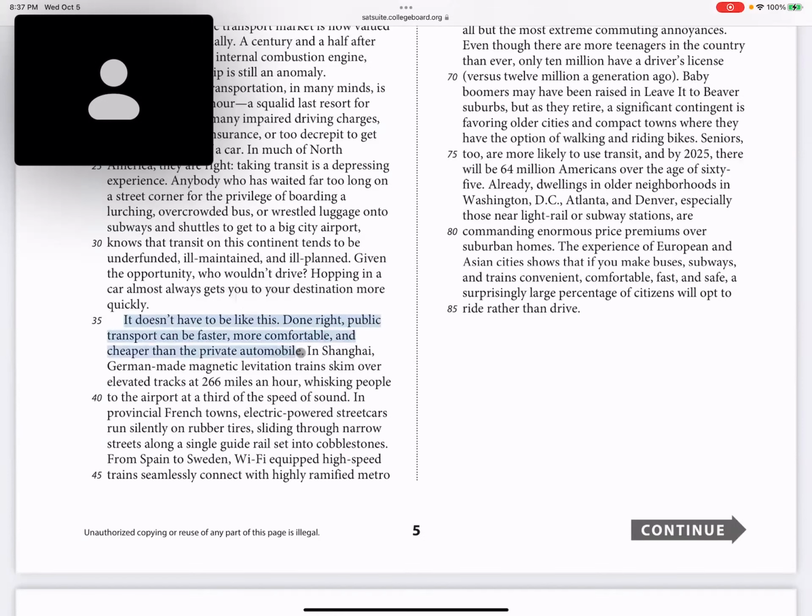And this one starts with, good, okay, where we should be debating A and B here. It doesn't have to be like this. Done right, public transport can be faster, more comfortable, and cheaper than the private automobile. So look to that topic sentence as a guide here.